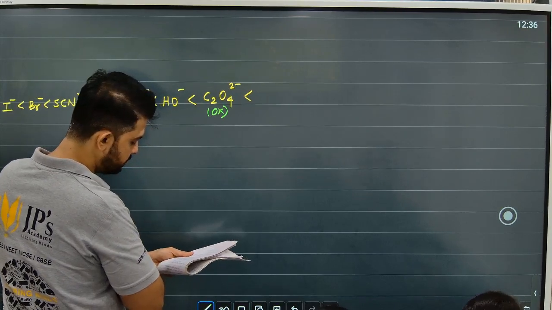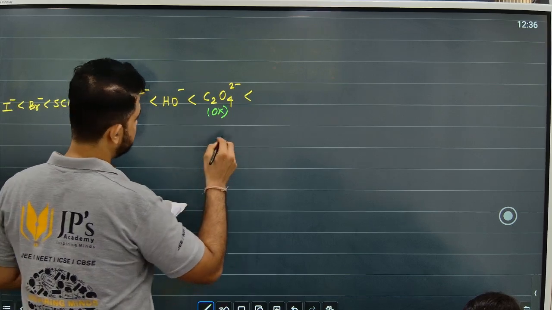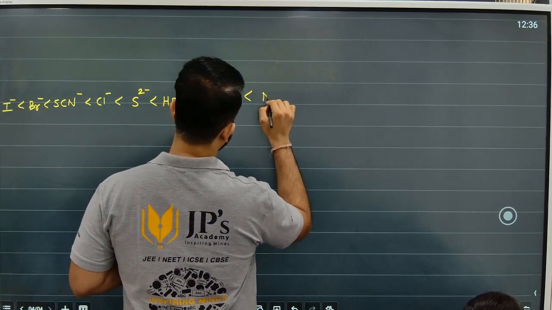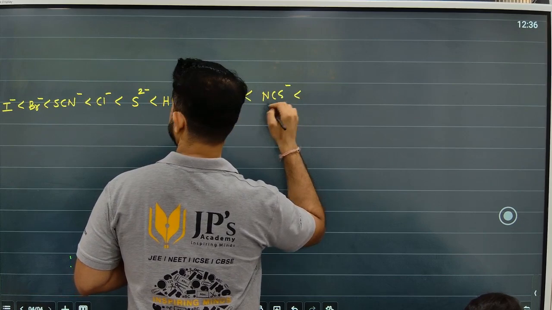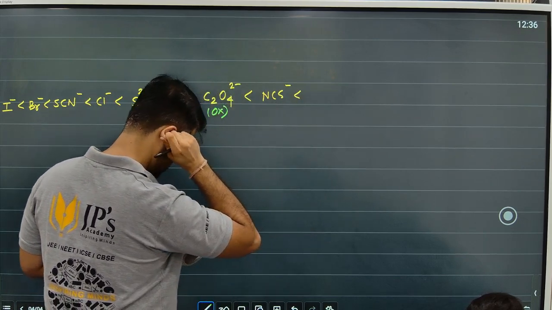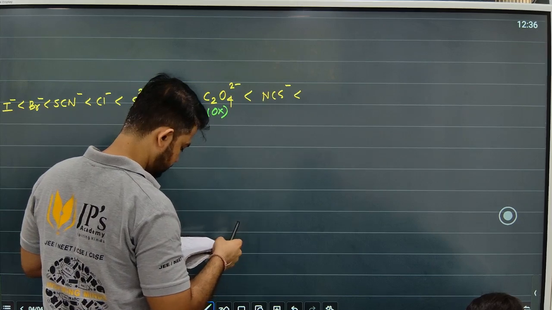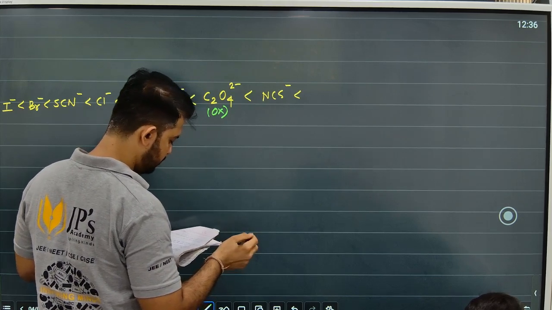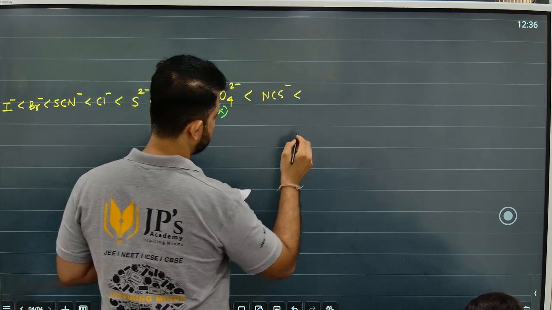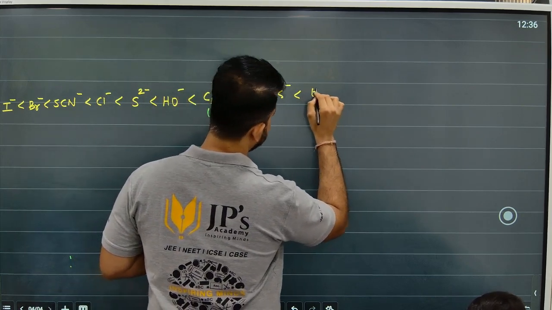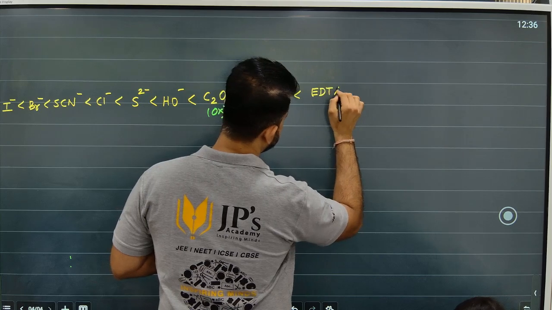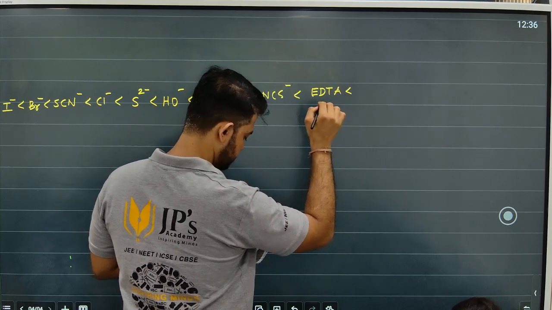Whereas others produce weak fields, where the splitting of the d orbital is small.